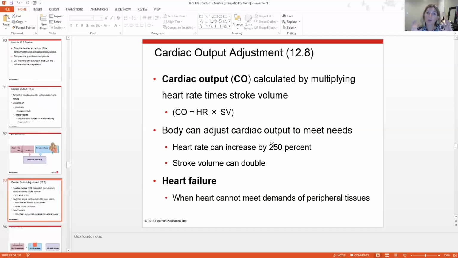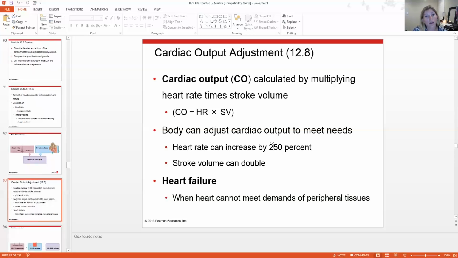If you're ejecting 10 milliliters of blood and your heart beats 10 times per minute, you just do 10 times 10, and that's your cardiac output. I hope that's not your cardiac output. Your body can adjust the cardiac output to meet your needs. Your heart rate can increase by up to 250%. Stroke volume can even double. So your body can adjust depending on your needs.